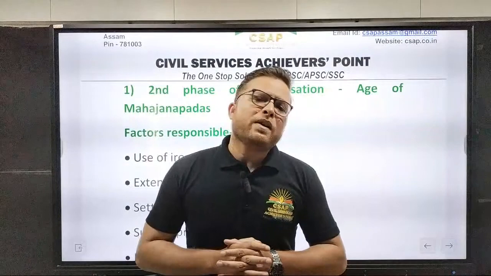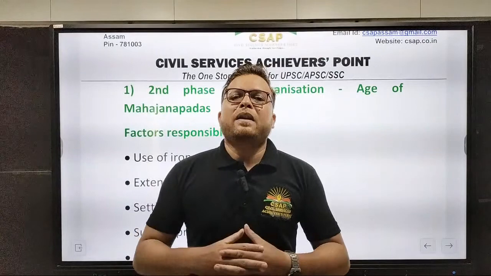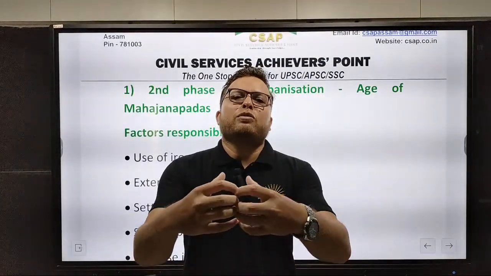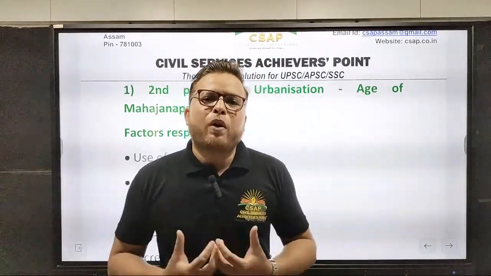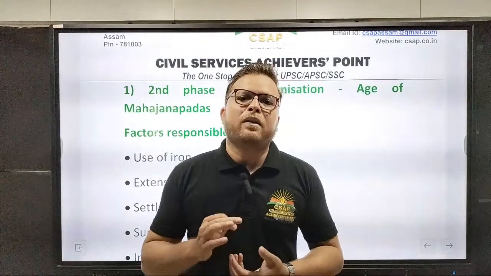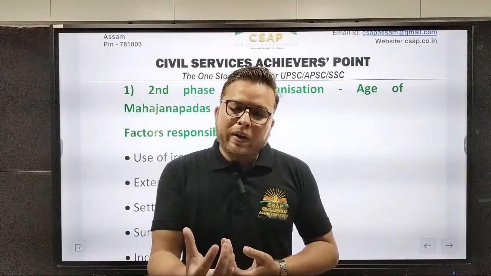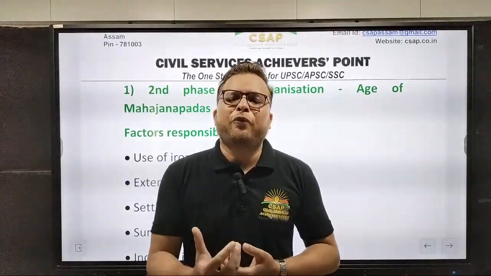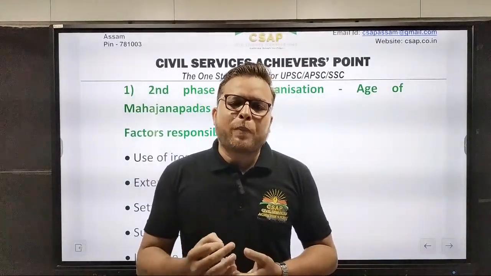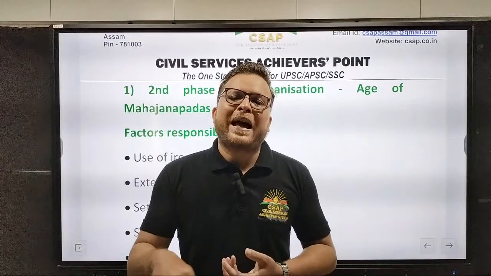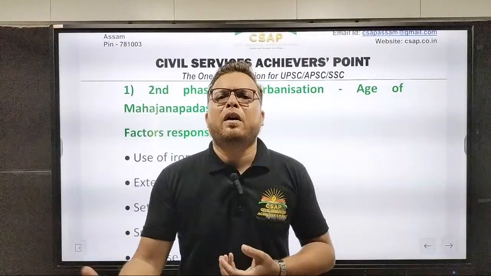See, how can we say that second phase of urbanization, or that age of Mahajanapadas was a time when urbanization was happening? How can we say that? Because we have also found another thing which can be linked with urbanization. We have found a special kind of pottery by the name of NBPW, that is Northern Black Polished Ware. This pottery belongs to this time period, and we have found the remains of this pottery from different Mahajanapadas.